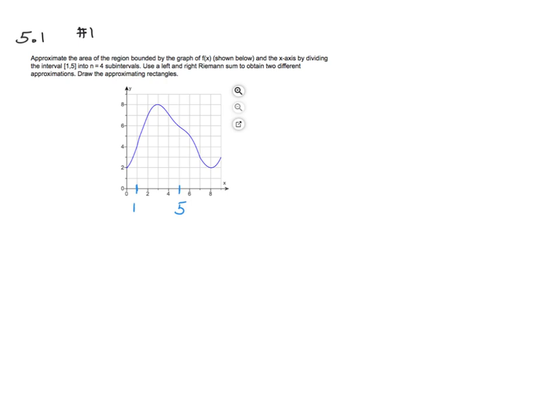And it tells us to do it in two ways. We're going to use left and right Riemann sums. So I'm going to start by doing the left Riemann sums. That's a very fancy term, but the idea behind it is going to be very simple. So here's what I mean.